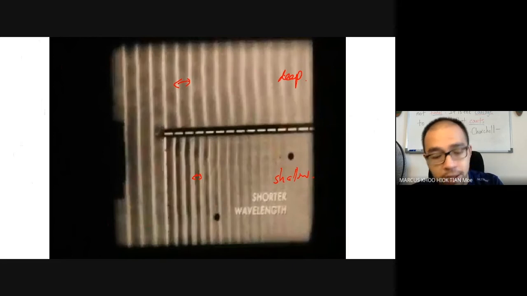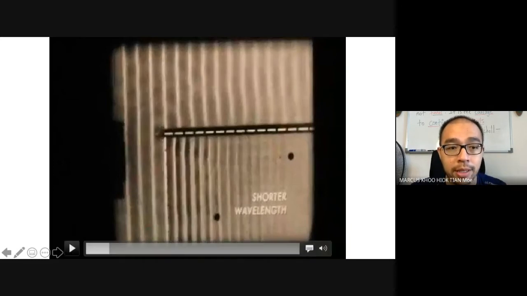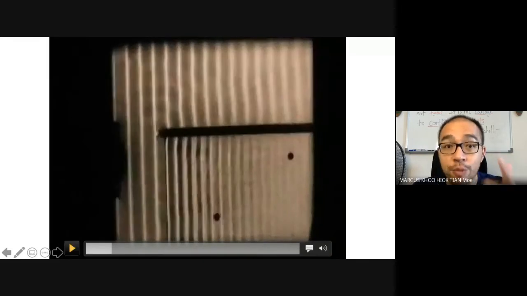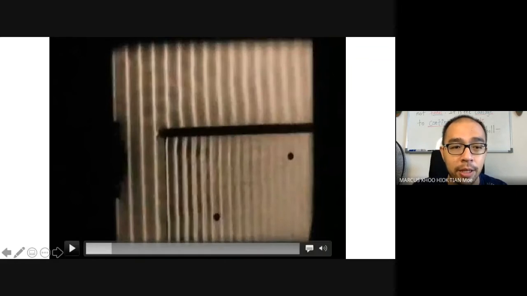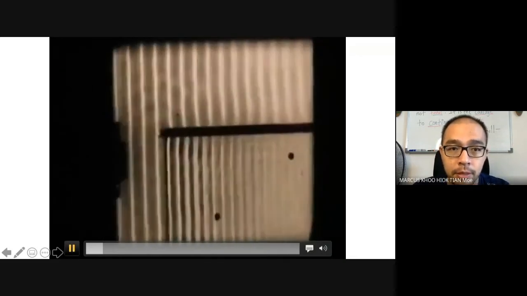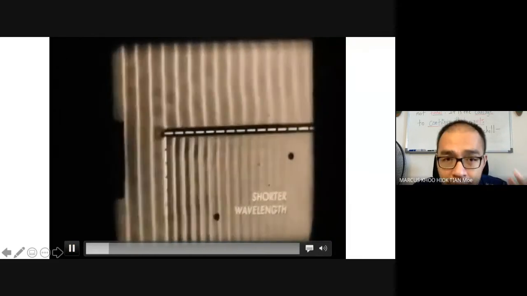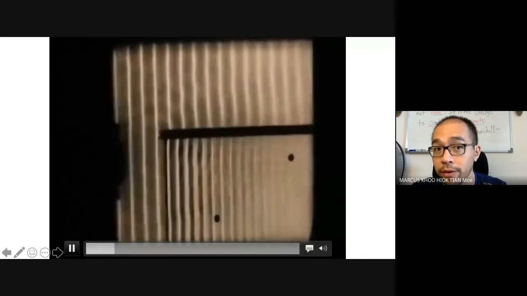Okay, that's a very important thing that you need to remember: which side is deep, which side is shallow. This picture will automatically tell you why. Notice also the wave speed. I'm going to rewind this a little bit. Look at the wave speed in the shallow and in the deep region. You notice that the deep one moves a lot faster. The wave speed is much faster than in the shallow region, and this one is slower.